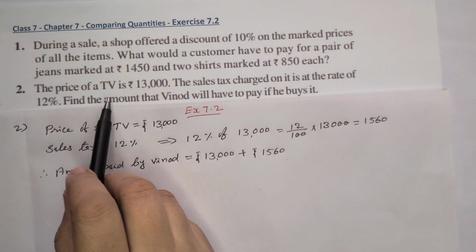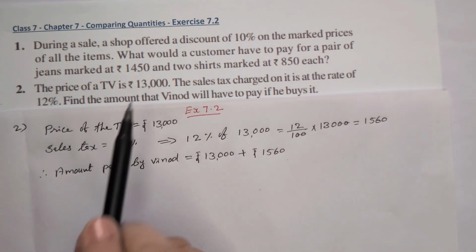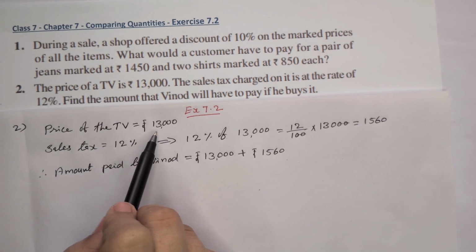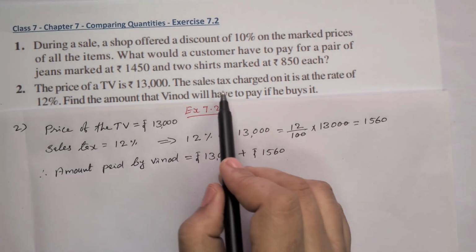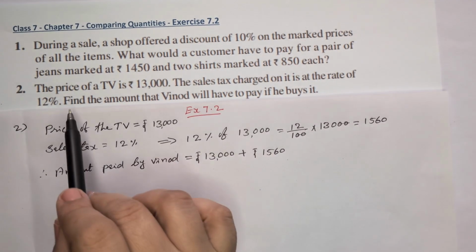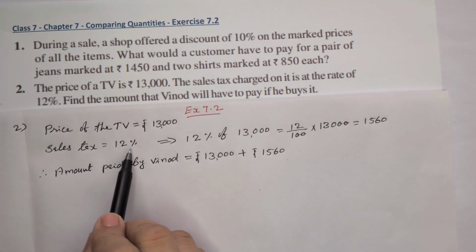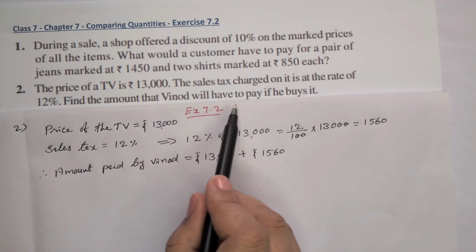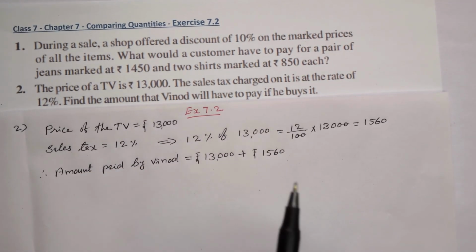Second question, the price of a TV is rupees 13,000. So we can write the first step, price of the TV is equal to rupees 13,000. Sale tax charged on it is at the rate of 12%. So sale tax is 12%. Here the question, find the amount that Vinod will have to pay if he buys it.